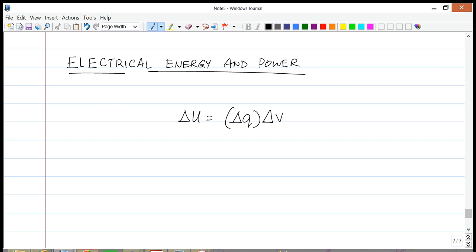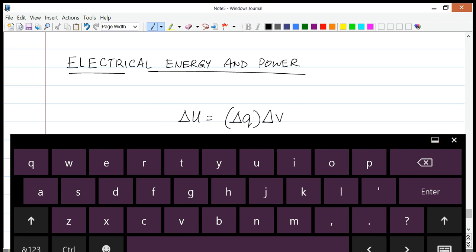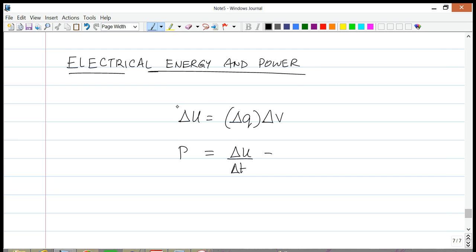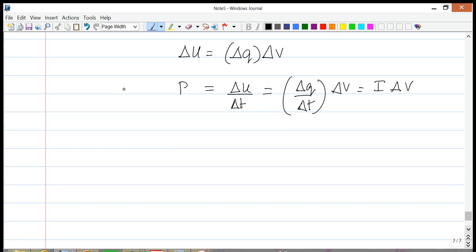So the power itself is defined as the change in the energy divided by time, which is equal to delta Q over delta T multiplied by this delta V. But delta Q over delta T, if you recall, is nothing but I. It's equal to I times delta V. So we can write power in three separate ways. Power can be equal to I times delta V, or if we were to replace delta V with Ohm's law, which is I times R, this is equal to I squared R.